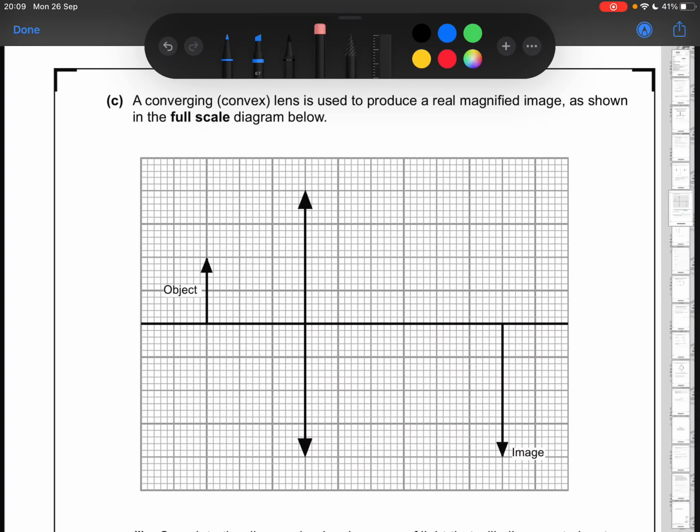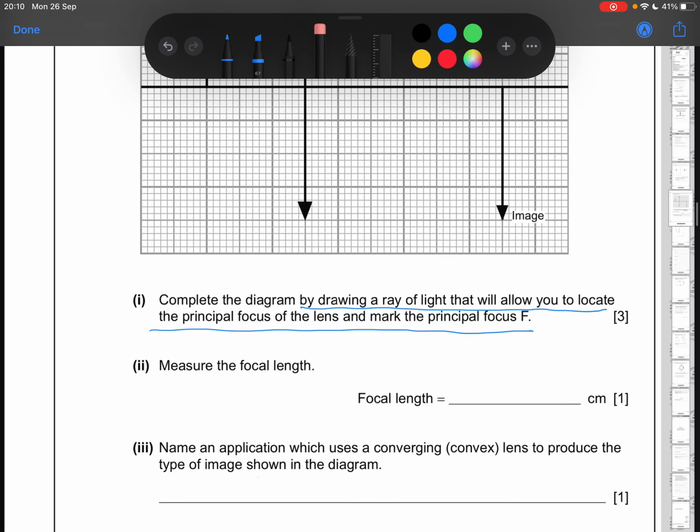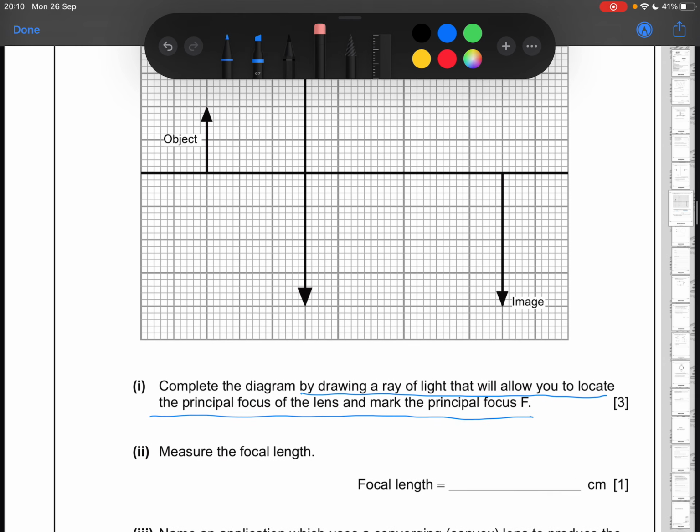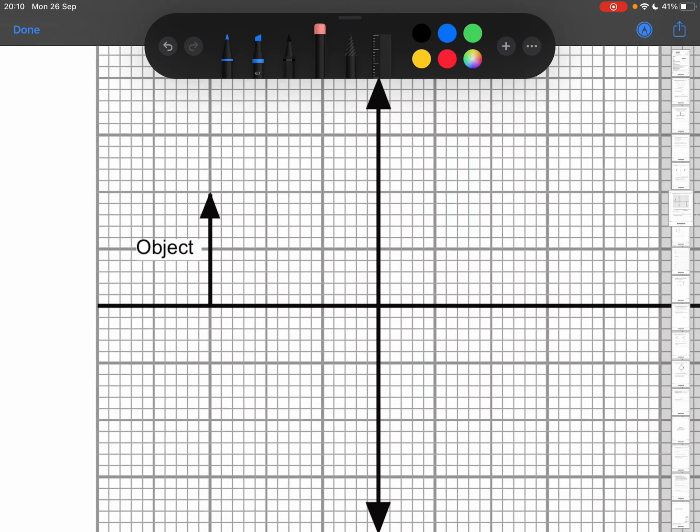Hello, today we're going to be doing the question from 2019 Unit 2, question 2c. A converging lens is used to produce a real magnified image as shown in the full-scale diagram below. By completing the diagram, we're going to be drawing a ray of light that will allow us to locate the principal focus of the lens and therefore marking the principal focus.